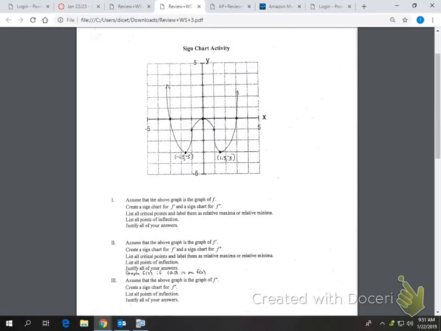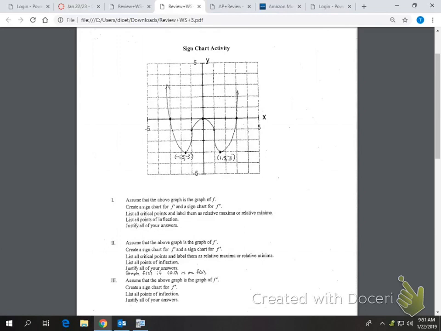Here we go. All right, I assume that the graph above is the original function. Okay? I'm not going to create anything, we're just going to talk. Sound good? We just talk it through? All right, here we go. Let's talk it through. You guys can write if you want.